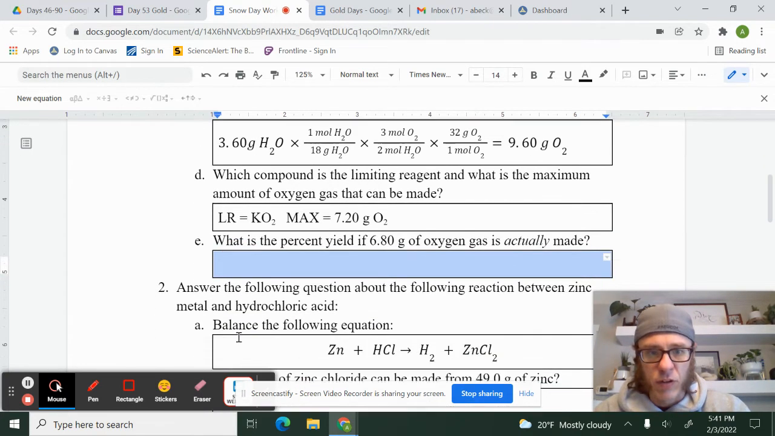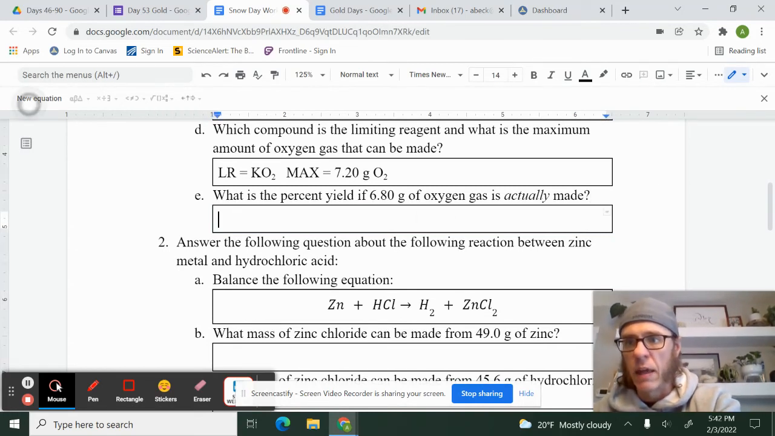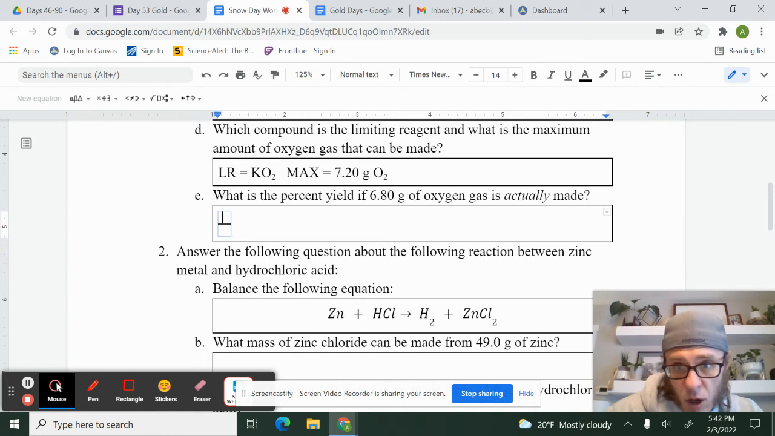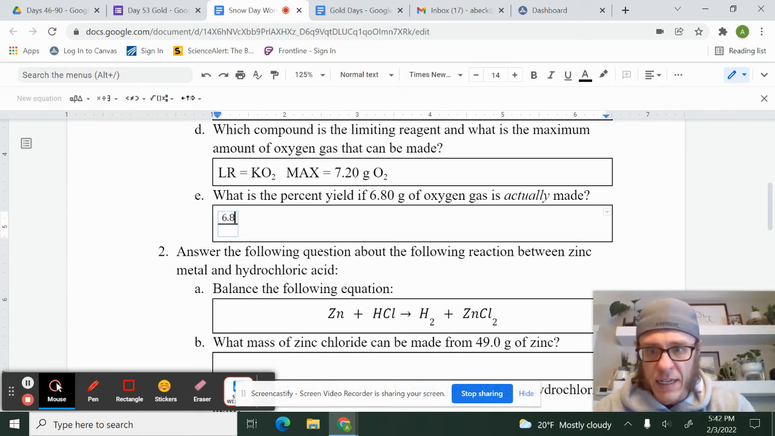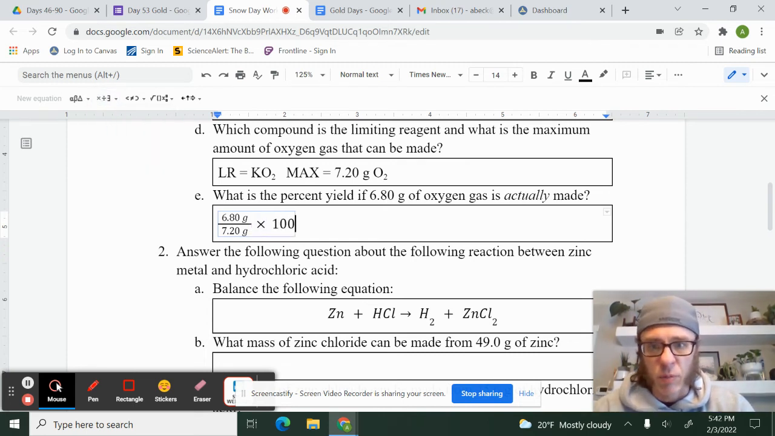We're going to do percent yield. This is our last equation that we're going to run here, so don't fret. This is it. If you remember from the notes, this is actual over theoretical times 100. So in this case, what is the percent yield if 6.80 grams is actually made? That means it really did. In theory, we should be able to make 7.2 grams. That's our expectation, and we multiply by 100. When we do this math, we get 94.4%. That is our percent yield of oxygen.